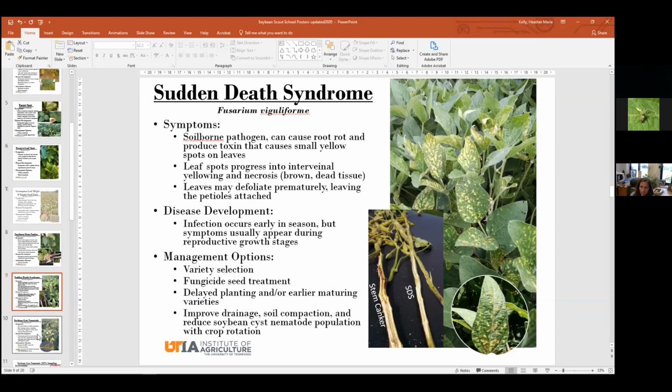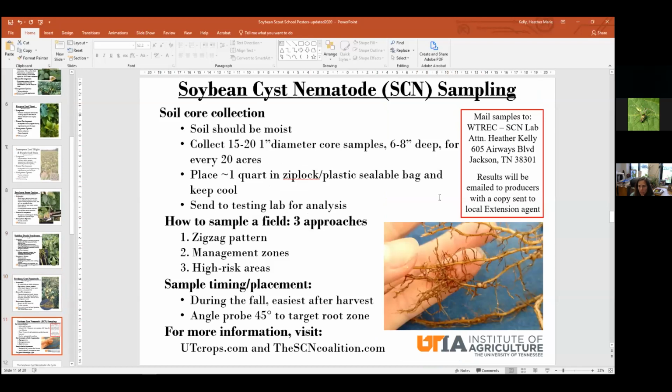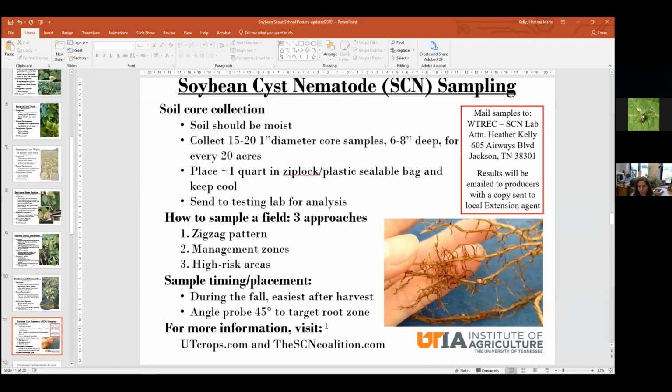And along with sudden death syndrome, make sure you're checking for soybean cyst nematode. Above ground symptoms, I don't see very often because while we have about 50% of our fields that have soybean cyst nematode in them, they're not at high enough levels where you'll see above ground symptoms, which can look like potash deficiency. And the best way to know if you really have it is you need to do a soil sample so we can screen it to let you know if you have soybean cyst nematode or not.